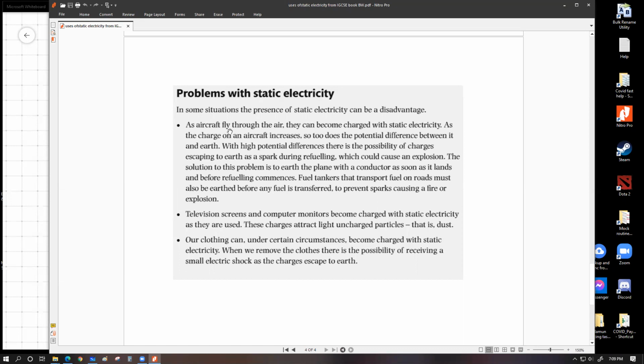Before any sort of refueling, they must be discharged first, because if they are not discharged, there can be a series of events which can lead to catastrophe. It is important that you be able to write those series of events in a consecutive manner, not in a haphazard, hodgepodge manner. So this is what can happen. If an aircraft, or a truck or fuel tanker transporting fuels, is not earthed before any refueling, you have to understand that fuels in most cases can be extremely flammable.